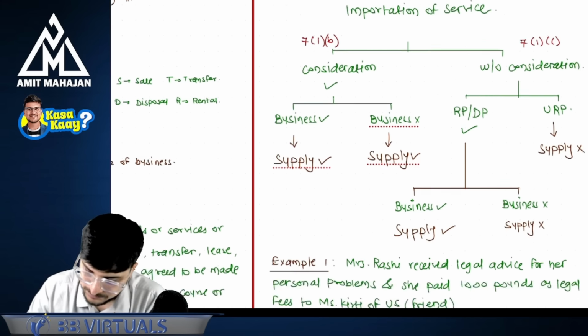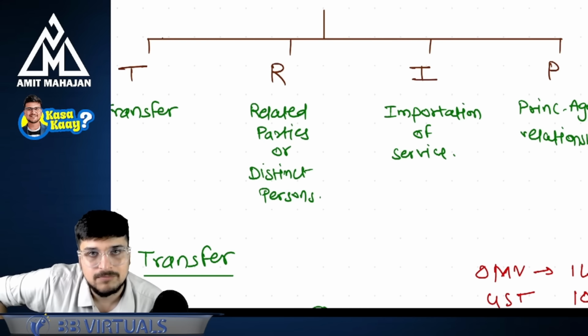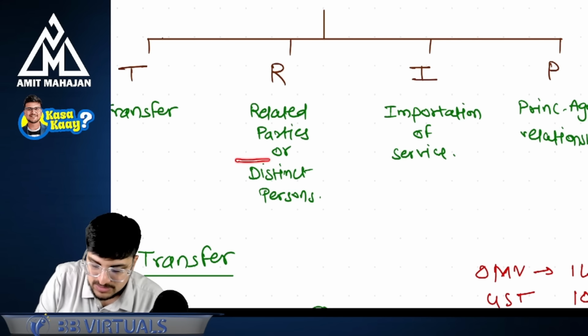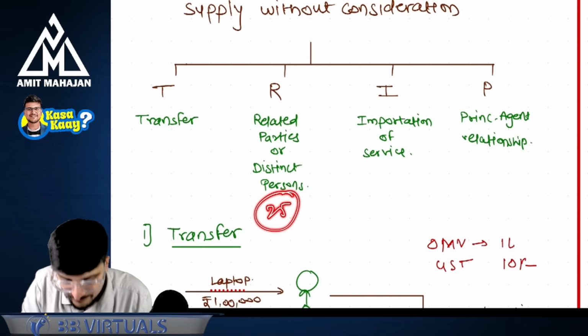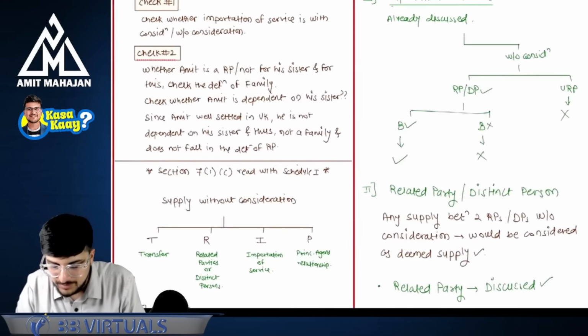What is the meaning of R? Any transaction between 2 related parties will be considered as deemed supply. Okay, this is fine. But the second point is any transaction done between two distinct persons will also be considered as deemed supply. Now we need to understand what is the meaning of this distinct person. Okay, this is written in section number 25. Okay, come here.